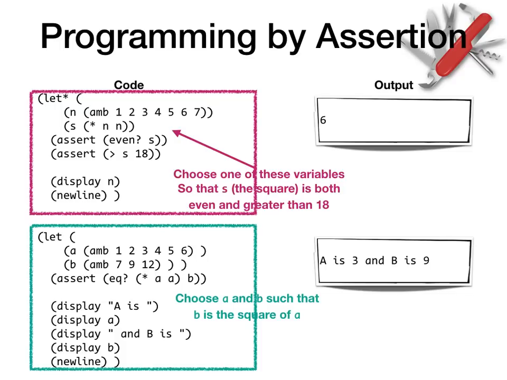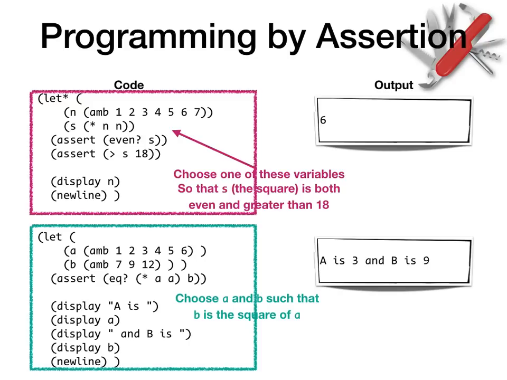Because 6 is the number that will produce an even value that is greater than 18. Okay, so notice that our assertions don't even have to be about the variable that we declared as ambiguous. The assertions could be about anything at all. It'll just keep on retrying different values until it hits a value that makes the assertions true.